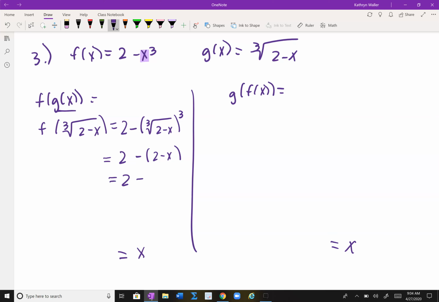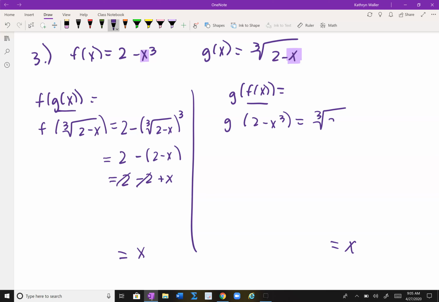So when you distribute the negative, it's a negative 2 plus x. 2 minus 2 is a 0, and you're left with an x. Okay? This one right here is going to be g of 2 minus x to the third. So I'm going to go in here, that g of x, and put in 2 minus x to the third.